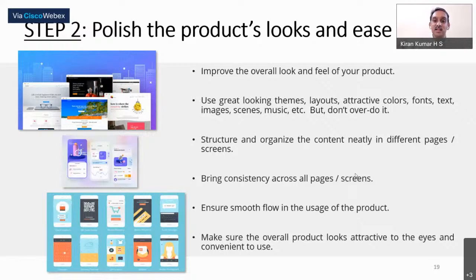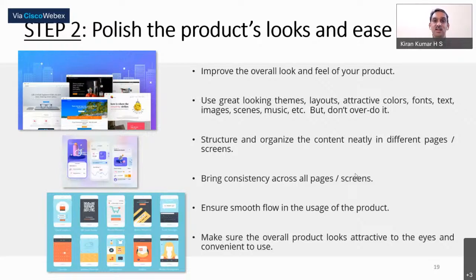And again, organize the content on your website or your mobile app, your ebook, whatever, so that things are spread out. Don't clutter everything in one page of your website or one screen of your mobile app, for example. Spread them into multiple screens so that it becomes easy. Always look from the user's perspective. How will the user use it?